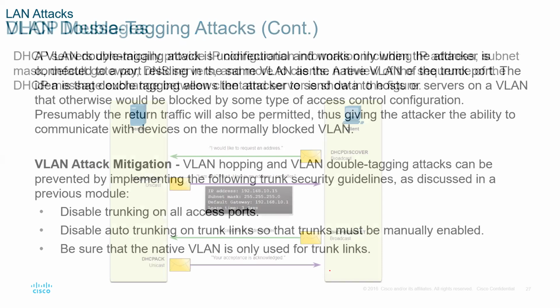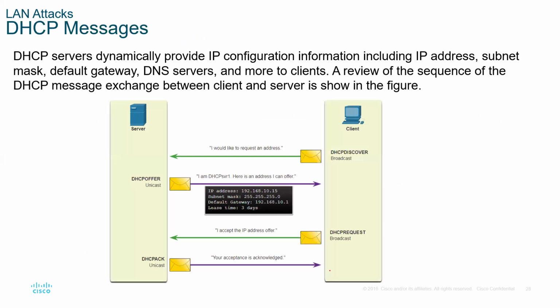DHCP messages. DHCP servers dynamically provide IP configuration: IP addresses, masks, default gateways, server addresses. A review of the sequence of the DHCP message exchange is shown. So with DHCP attacks, we have to understand how DHCP messages are exchanged.